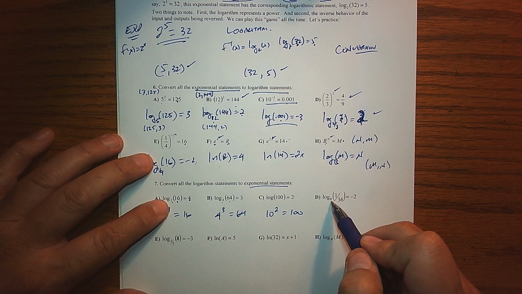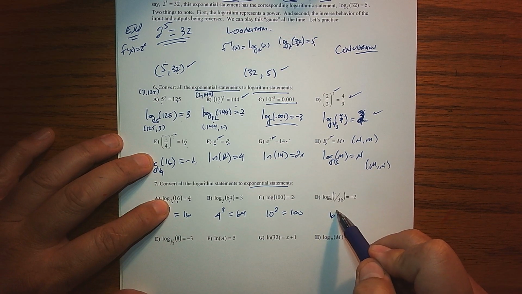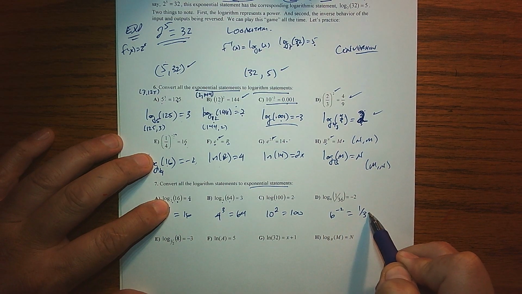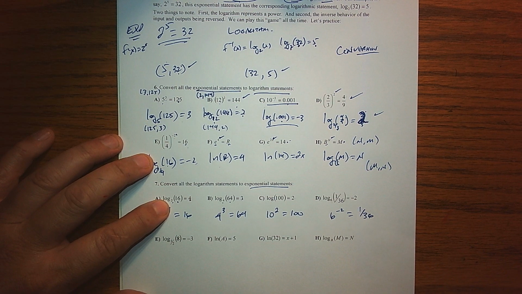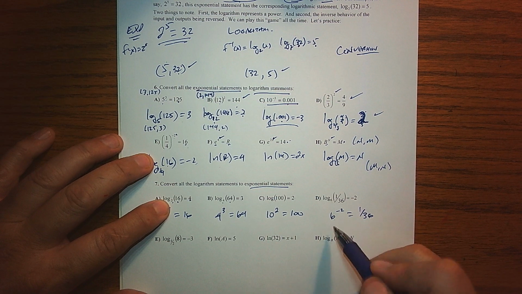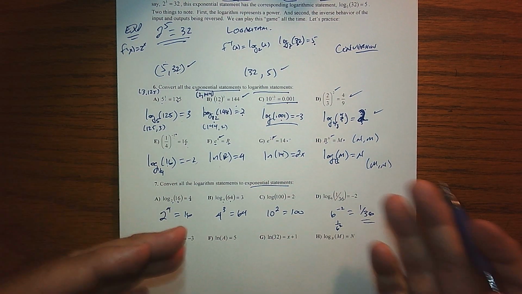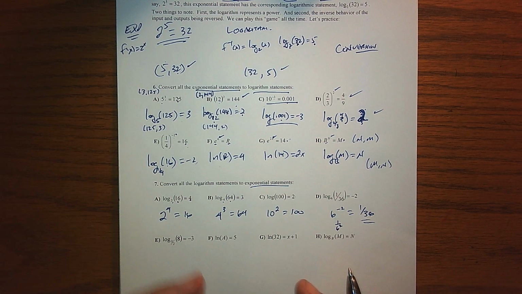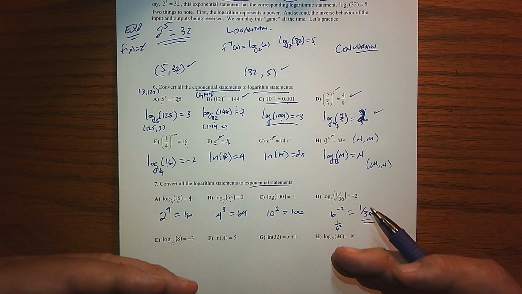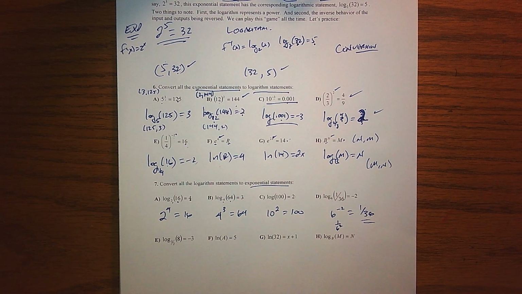Here the base is 6. The input's negative 2. And the output is 1/36, right? Which we know, how do we handle a negative exponent? We rewrite that as 1 over 6 squared, which becomes 1 over 36. So we're basically, again, just interchanging notation from log to exponent and then flip-flopping input and output.